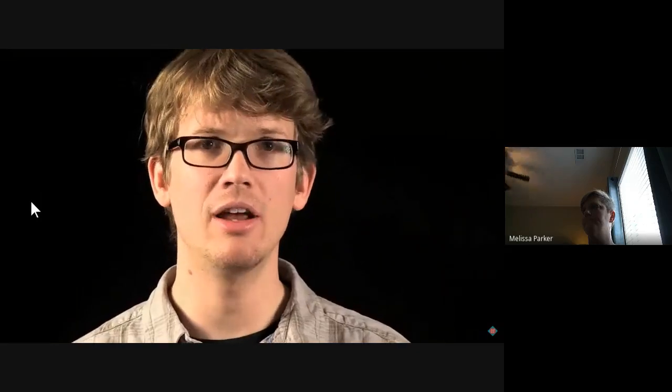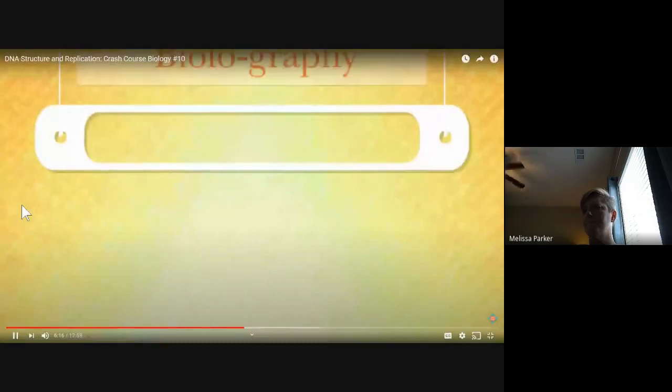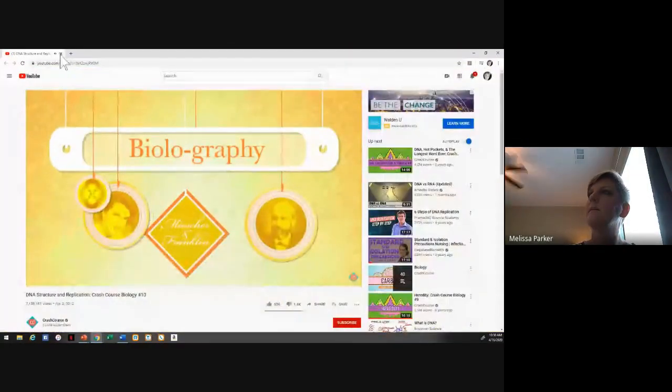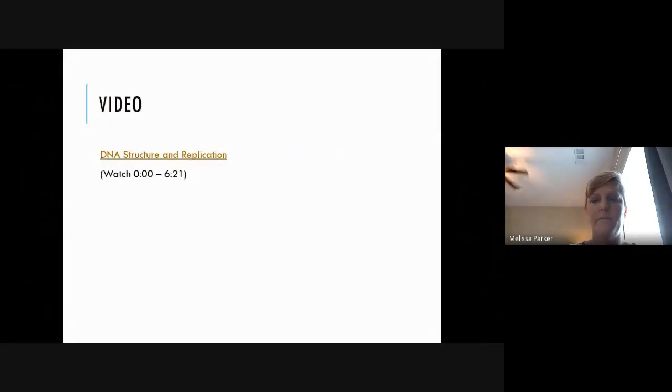RNA is super important to the production of our proteins, and you'll see later that it has a crucial role in the replication of DNA. But first, okay, so we're going to stop there.